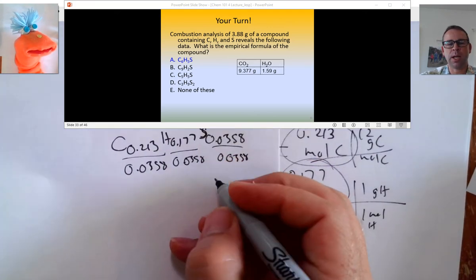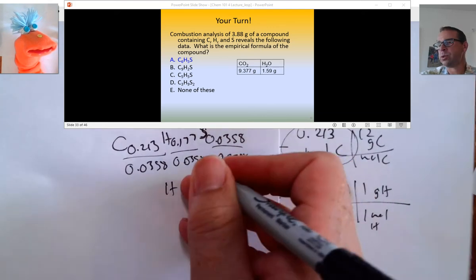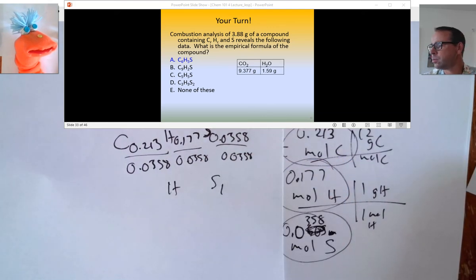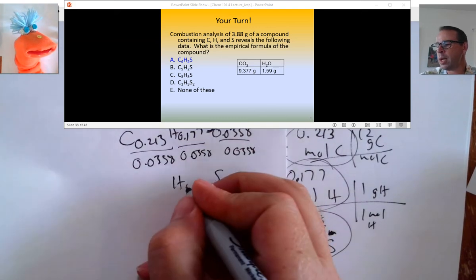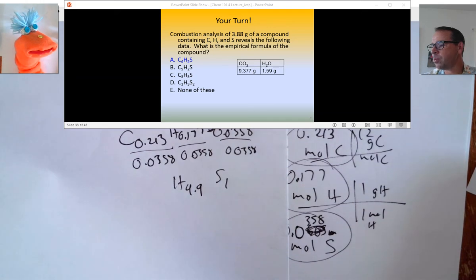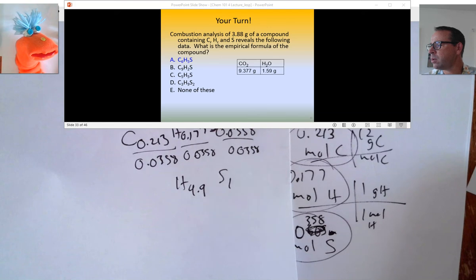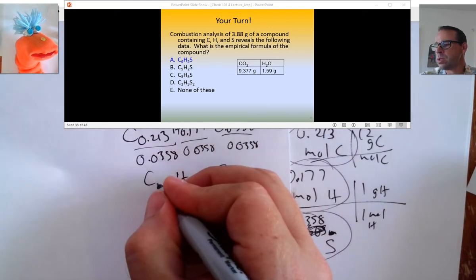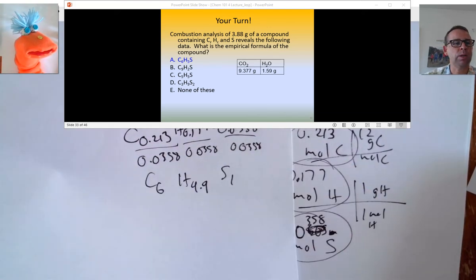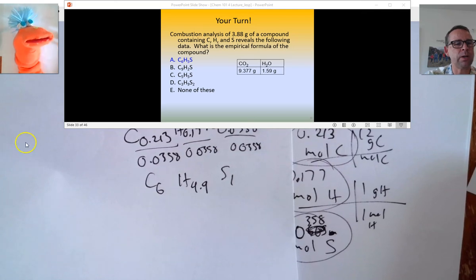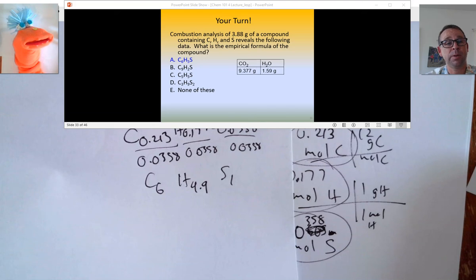So that gives me S1, H 4.9, and 0.213 divided by 0.0358, 6. So C6, H5, S1. Oh, there it is. We got it. C6, H5, S1. Okay. Very good. Lots of work, but nice to know that we can get the empirical formula from this sort of information.